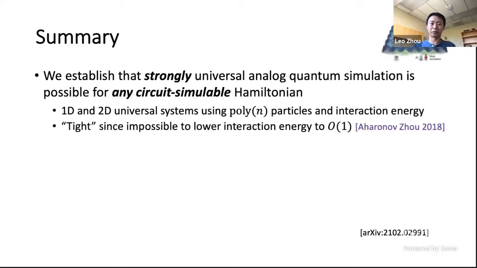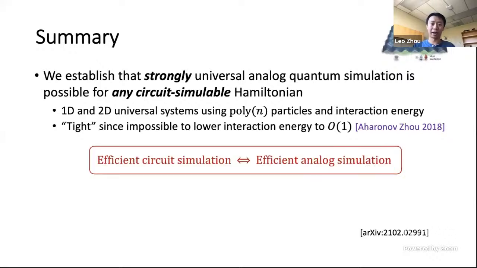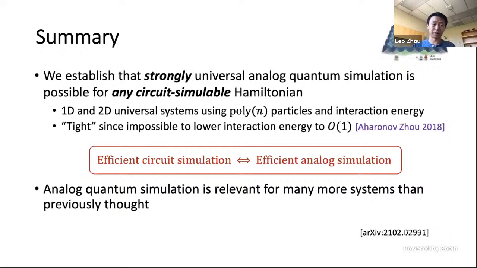And we believe that this result is somewhat tight, at least in the asymptotic sense, because there's no way to lower the interaction energy to constant, by an earlier impossibility result. Our result has established this equivalence between being able to do efficient circuit simulation and being able to do efficient analog simulation. And really, the takeaway message is that analog quantum simulation is more relevant for many more systems than was maybe previously thought.